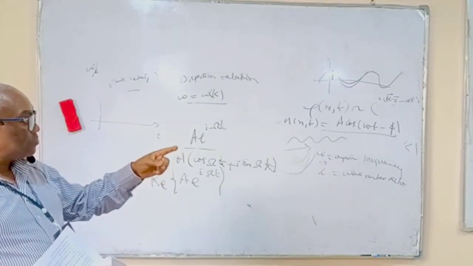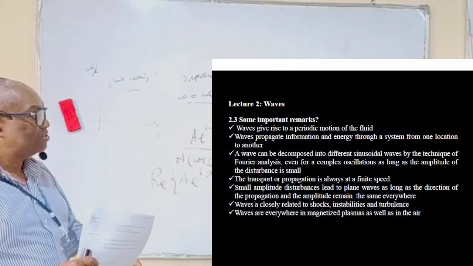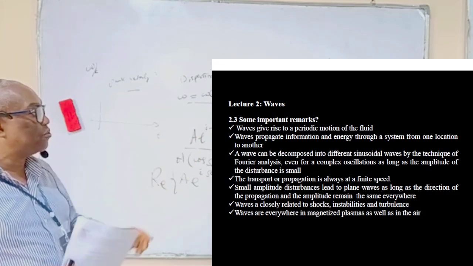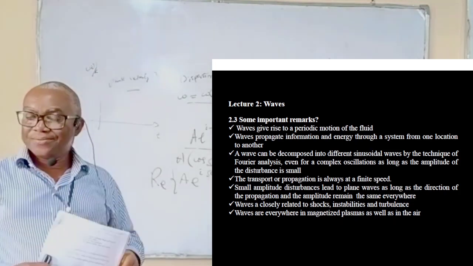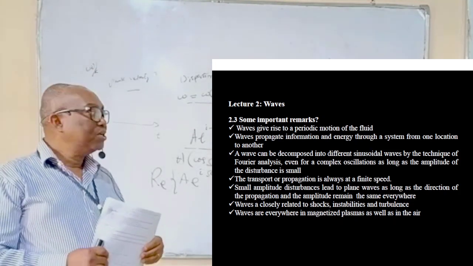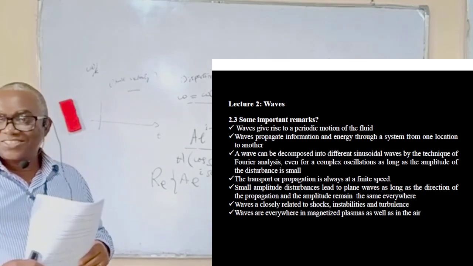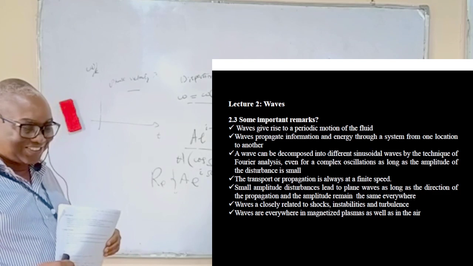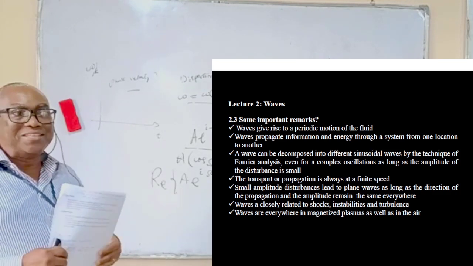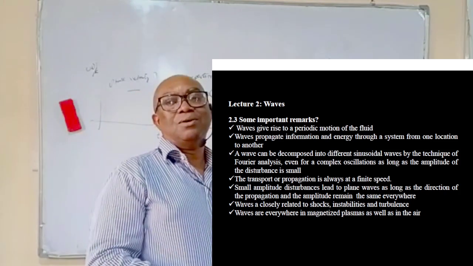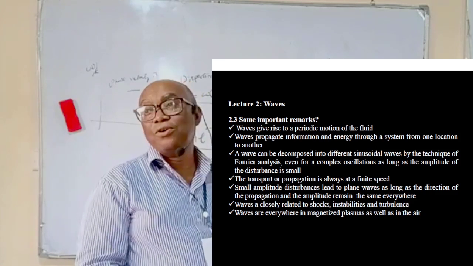Now, small amplitude disturbances will lead to plane waves as long as the direction of propagation and amplitude remain the same everywhere. The other one is that waves are closely related to shocks, instabilities, and turbulence. You know, most of us, when you travel by air, when your plane starts shaking, they will tell you there is turbulence. Fasten your what? Seatbelt.